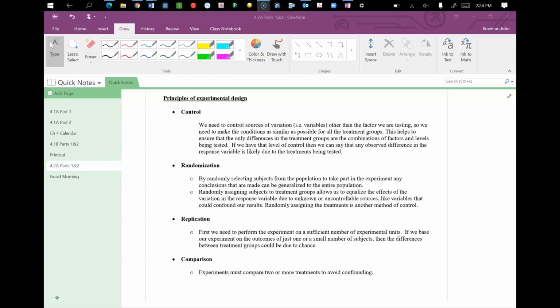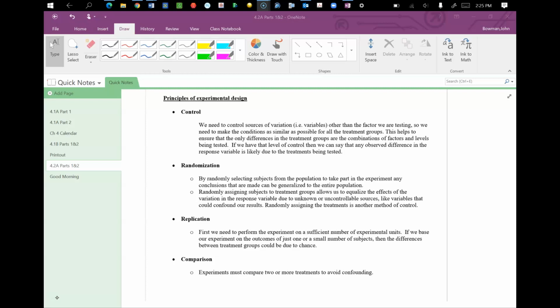We need to control sources of variation. Variables, for example, other than the factor or the explanatory variables that we are testing. So we need to make the conditions in the different treatment groups as similar as possible. What this does is it allows us to say if there is a difference in the response variable from the different groups and their different treatments, and it's big enough, statistically significant, so that it probably didn't happen by chance, then we can attribute those differences to the different treatments.